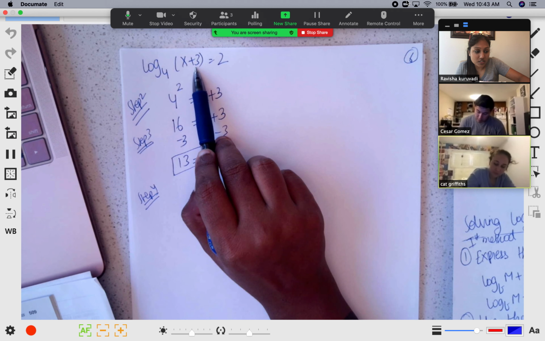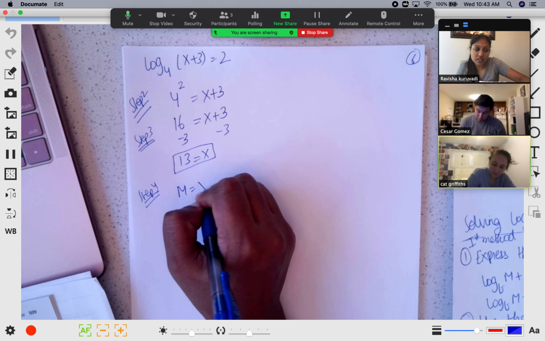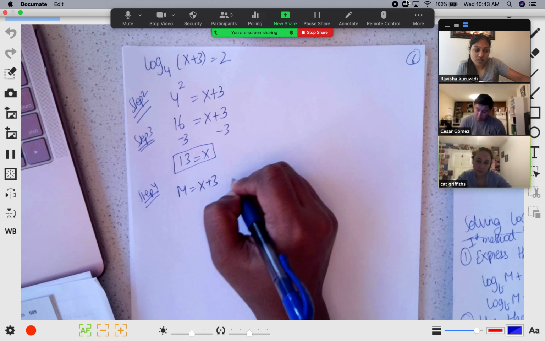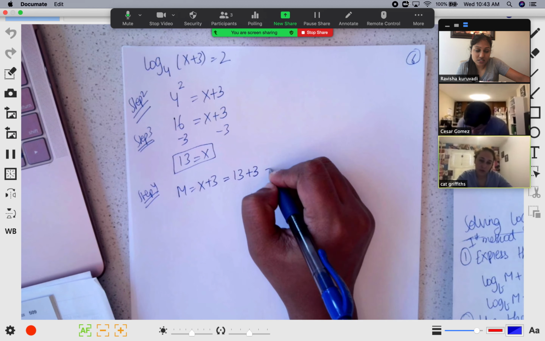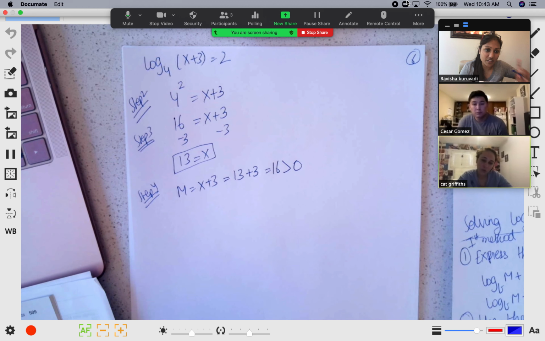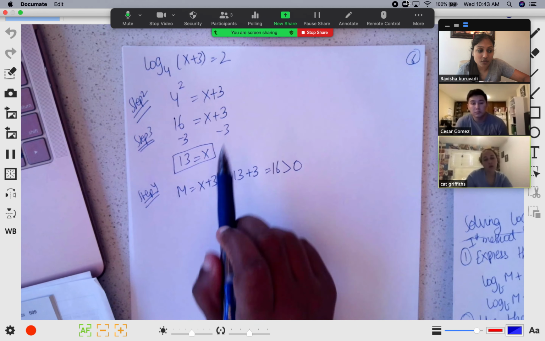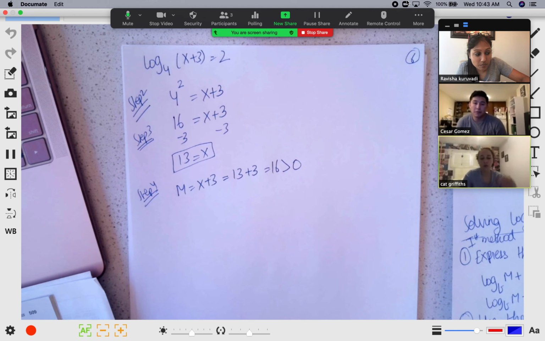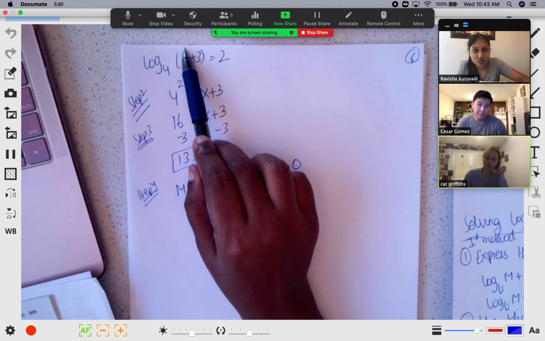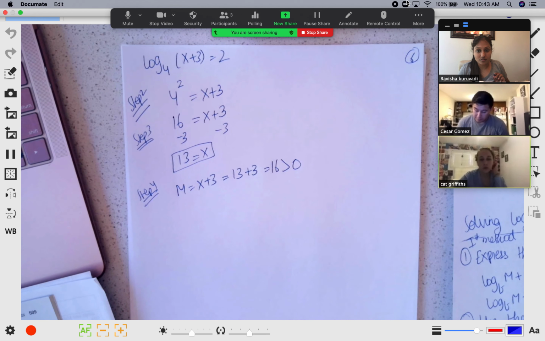So your m was equal to x plus 3. In there you will put your 13. You get 16, which is greater than 0. It's supposed to be positive. If it's negative, you will not include it. If this thing remains positive after plugging in the value, you will include those answers.